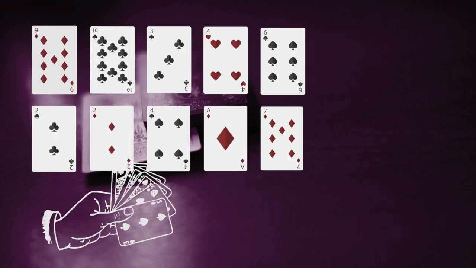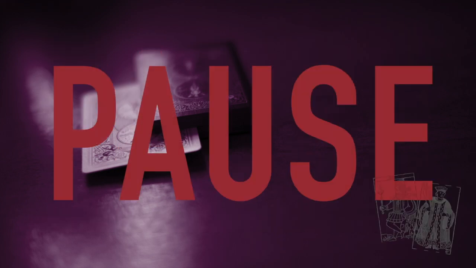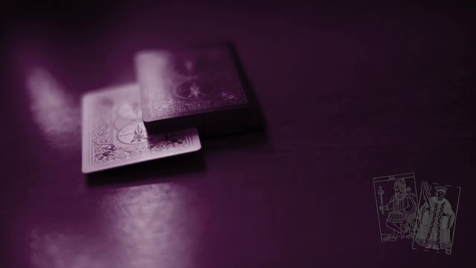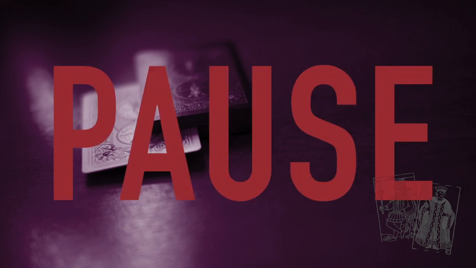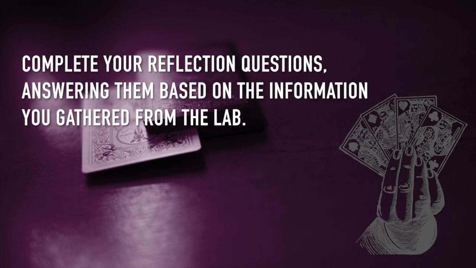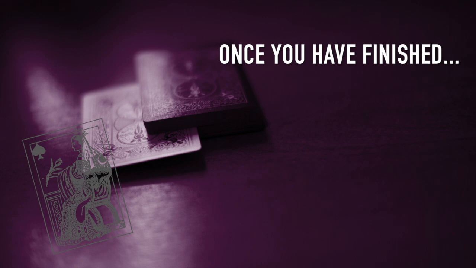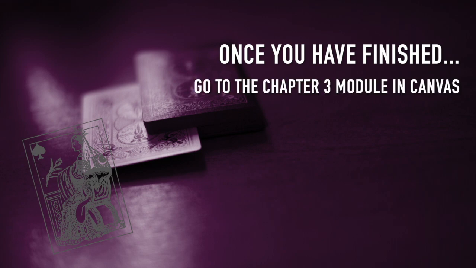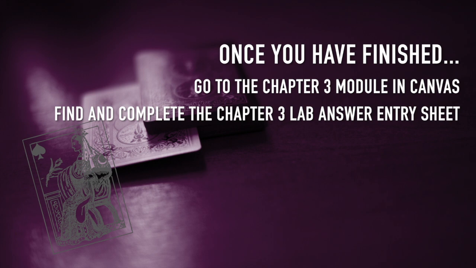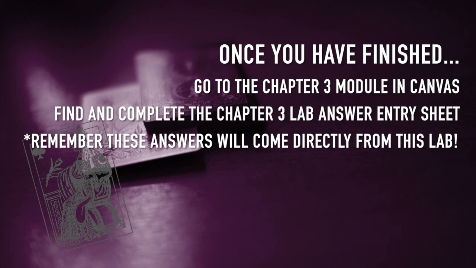The only thing that you will not be able to fill out is the very last column of the last row because we're not going to flip over an 11th card. Pause the video and get your chart completed. Once you've got your chart completed, go ahead and complete your reflection questions, answering those questions based on your information. When you have finished, please go into your Canvas Chapter 3 module and find Chapter 3 Lab Answer Entry Sheet and click on it to enter your answers. Remember, those answers are going to come directly from this lab, so have your completed lab next to you as you begin your work.